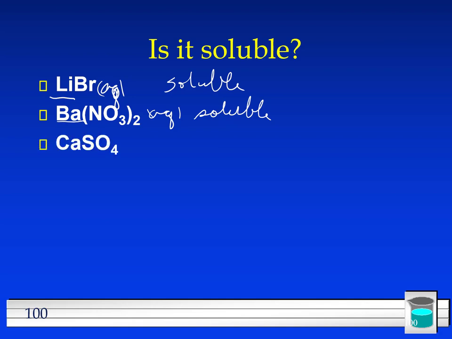CaSO4. Ca is calcium. Calcium is an alkaline earth metal, so rule 1 doesn't apply. SO4, sulfate. What does it say about sulfates? Yes, soluble, with exceptions. Is calcium on the list of exceptions? No. So it's soluble unless it's got the exception. This doesn't have the exception, so this is going to be aqueous. It's going to be soluble. It's going to dissolve in water.